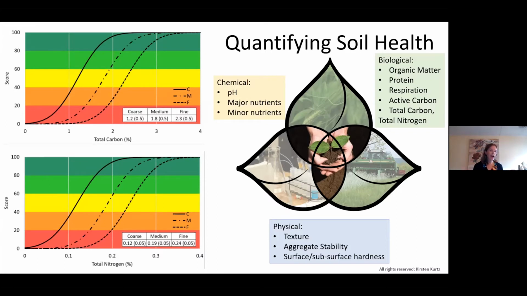And you can see here, I included the scoring curves for the total carbon and the total nitrogen. This is our newest test that we just started offering this year. And you can get an idea of kind of how this works. And it's worth noting that there's differences in the texture and how we rate according to texture. So you can see coarse, medium, fine down there at the bottom. And if you have a coarse textured soil, you're going to have a different overall soil health score than a fine textured soil in most cases.